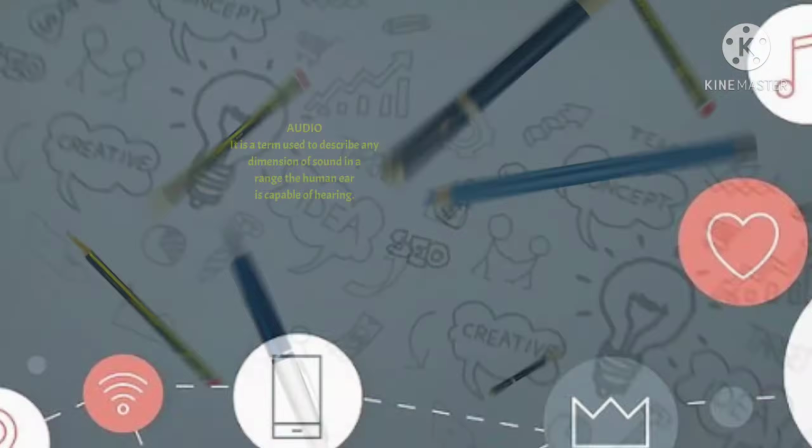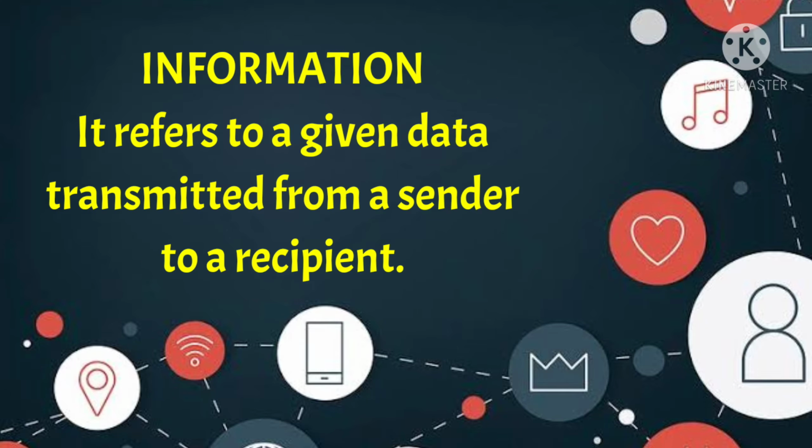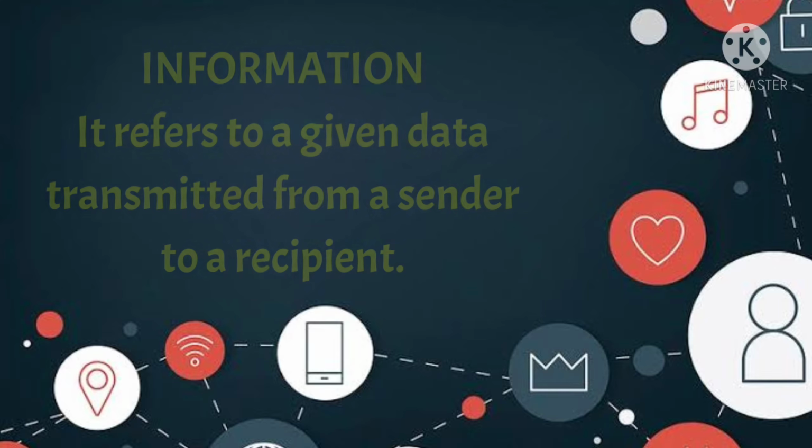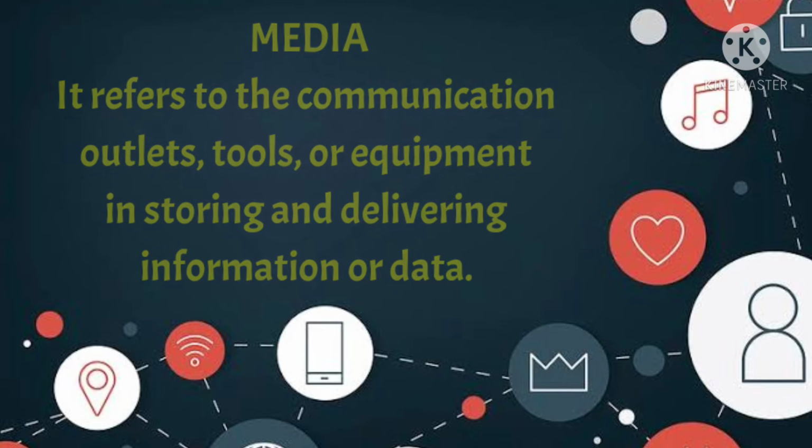So as we begin, let us unlock the meaning of the following keywords. Audio. It is a term used to describe any dimension of sound in a range the human ear is capable of hearing. Information. Information in media refers to a given data transmitted from a sender to a recipient. Media. It refers to the communication outlets, tools, or equipment in storing and delivering information or data.